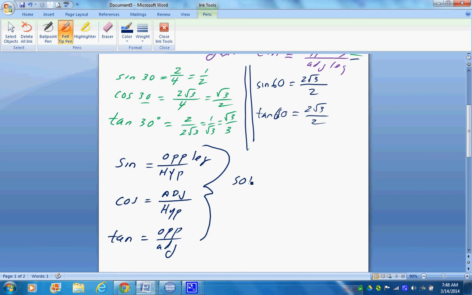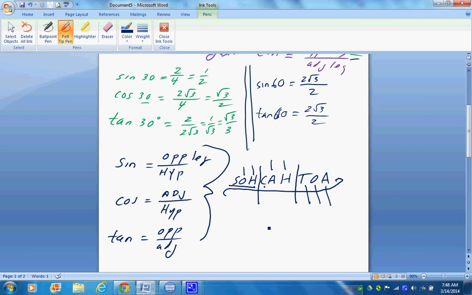SOH CAH TOA. If you were in one of my classes the other day when the pre-calculus students were in there, they knew this secret password for trigonometry. What does it mean? It's a memory way of learning this until it sticks to you. SOHCAHTOA: sine, opposite, hypotenuse. Cosine, adjacent, hypotenuse. Tangent, opposite over adjacent. It's a way of remembering which function is which.